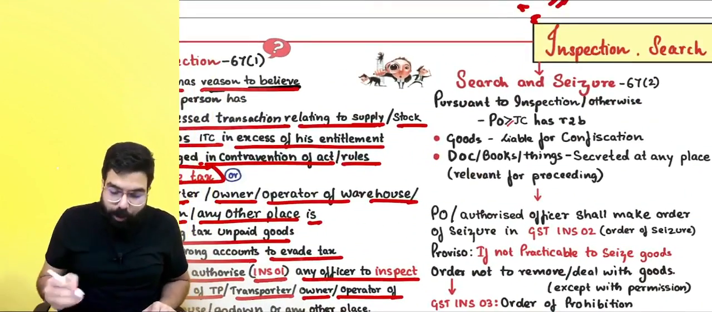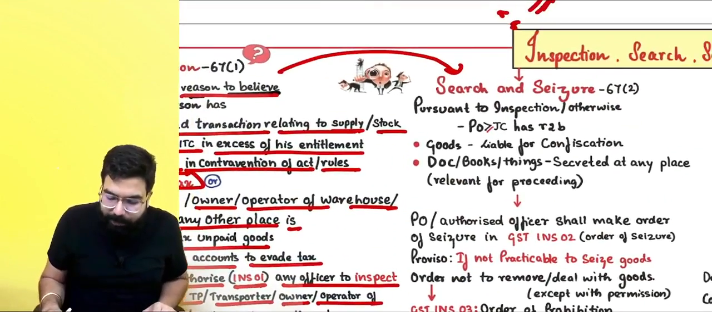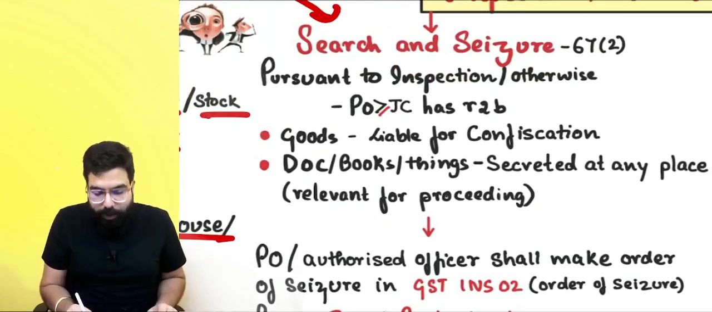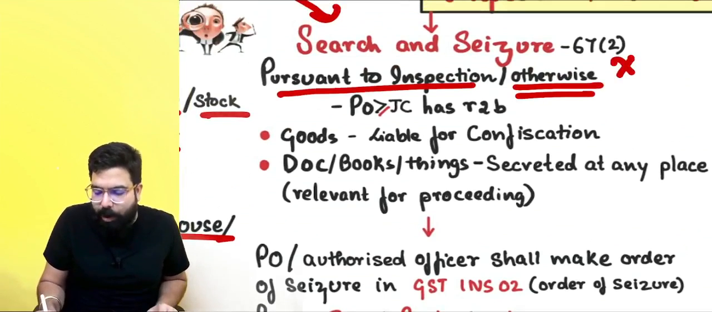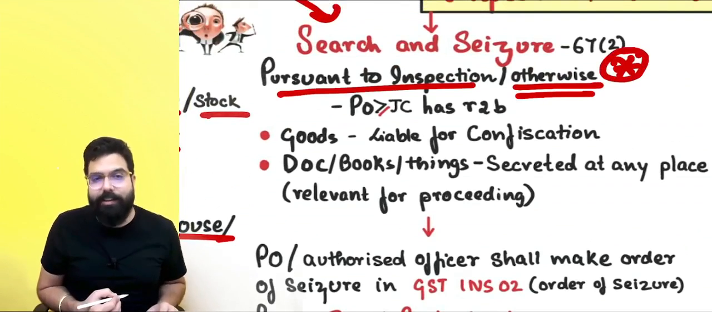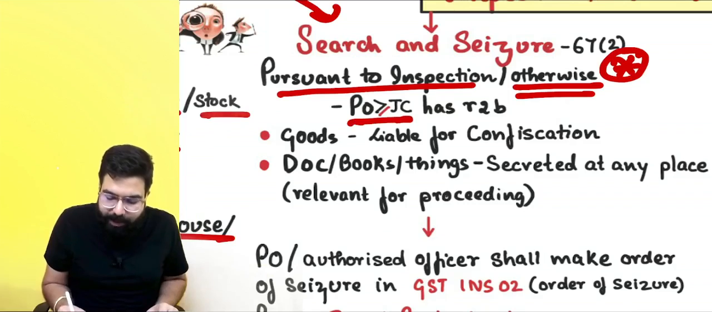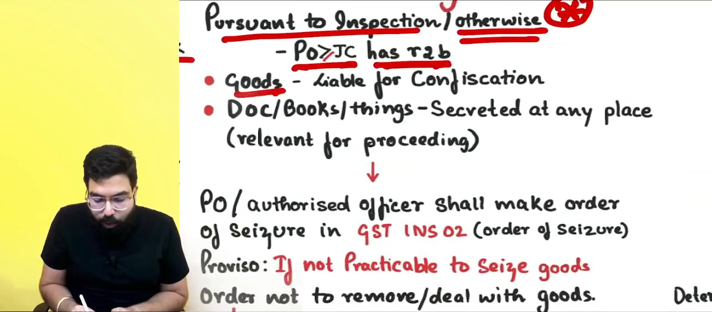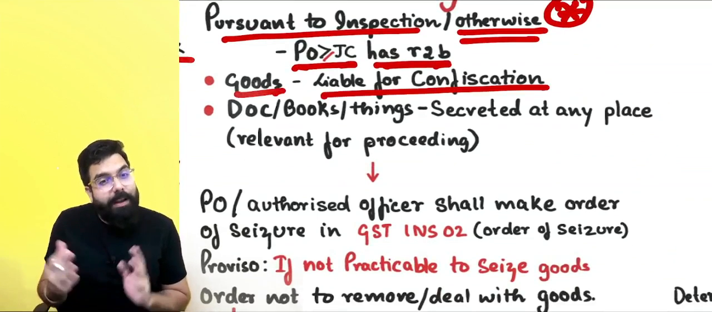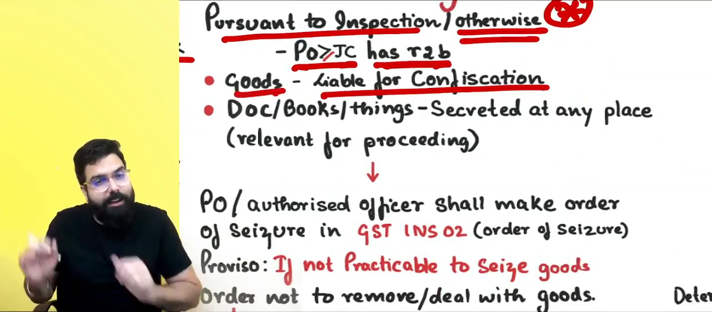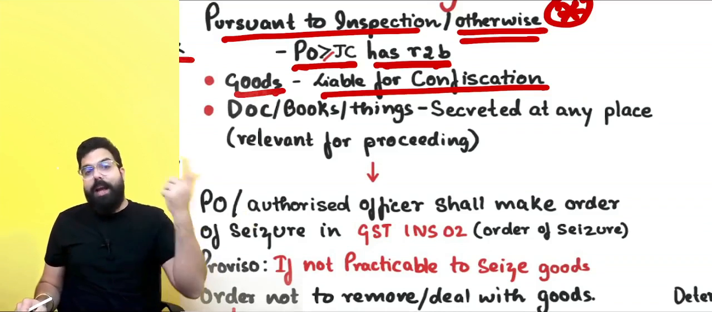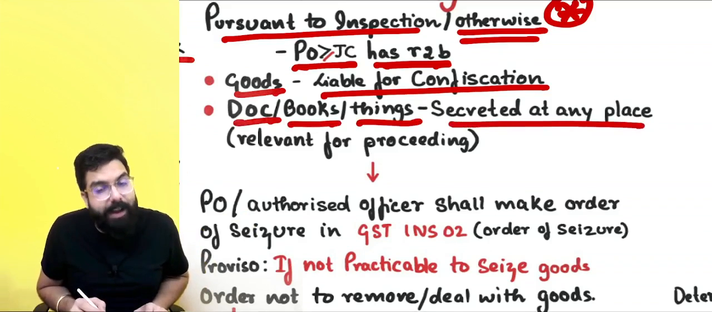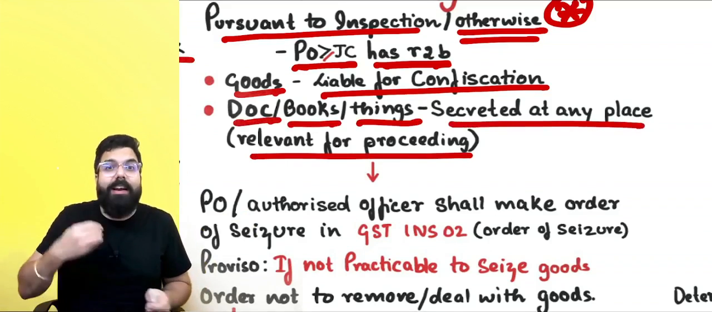Okay, sir. Now, after the inspection happens, if the proper officer has reason to believe pursuant to an inspection, or otherwise, meaning if the officer has received intelligence information, then proper officer greater than or equal to joint commissioner has reason to believe that a person has goods which are liable for confiscation. Might be he has suppressed those transactions, and that is why the goods lying with him are liable for confiscation. Documents, books or things are secreted at any place and they are relevant for proceedings against me.